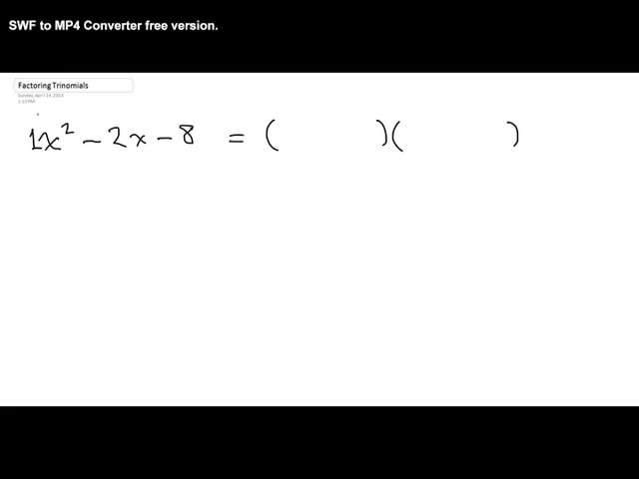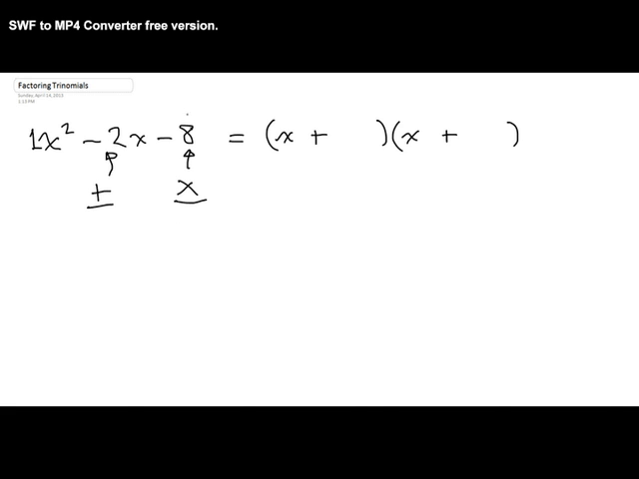This first term, this x squared, the only way to get an x squared is x times x. So really we're looking for what we have to add to these x's to make these two binomials equal this. We're going to use a trick here. I'm looking for two numbers, and these two numbers have to satisfy the given equation. They have to add to make -2, and they have to multiply to make -8.